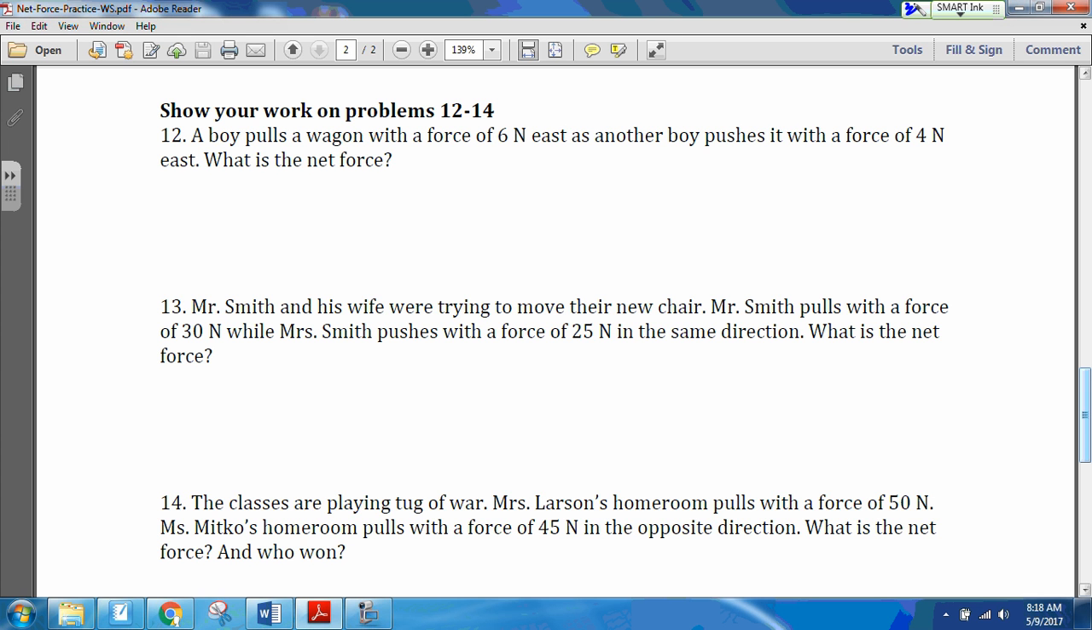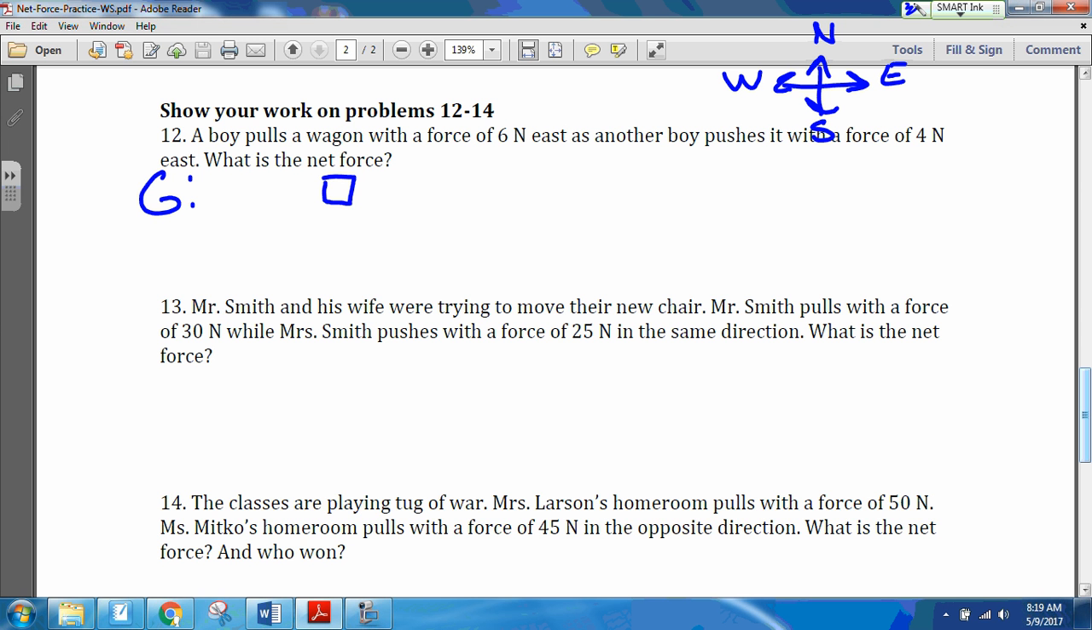Draw a picture. So part of the given would be to draw a picture. Just like we had up top, we're going to do the same thing. So I have north, south, east, west. For those of you who don't remember how this goes, north, south, east, west. Okay? So I have 6 newtons to the east, so I need to draw that on my diagram, right?